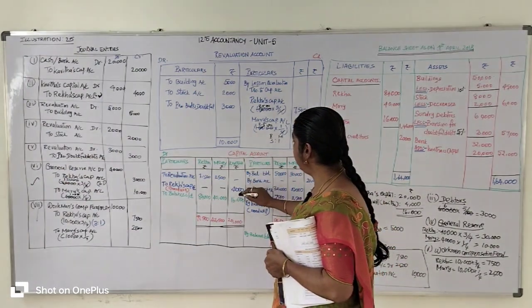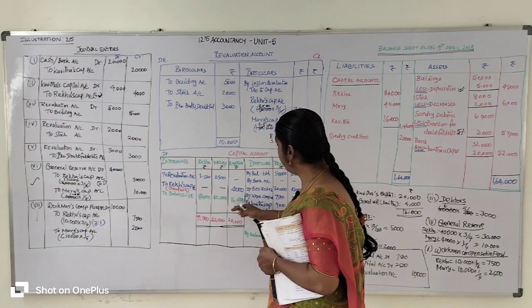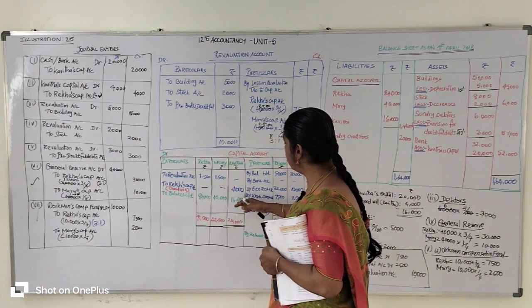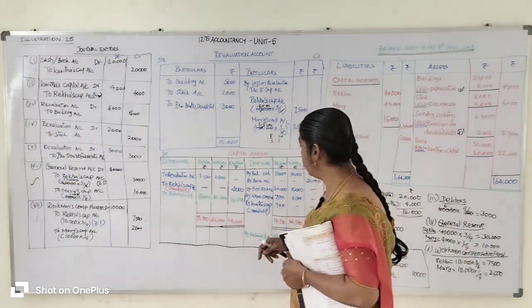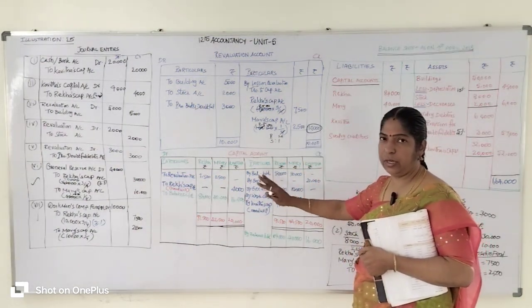So we are going to enter it. Kavita's capital account of 20,000 rupees decreases from 20,000 rupees to 16,000 rupees. So all the respective capital related transactions we are going to enter here.